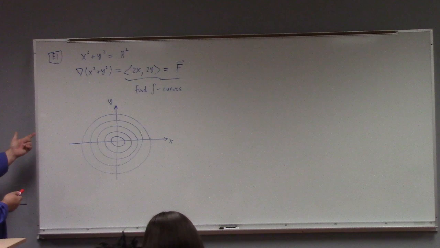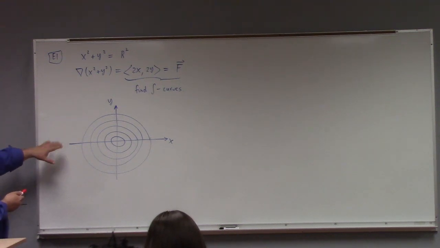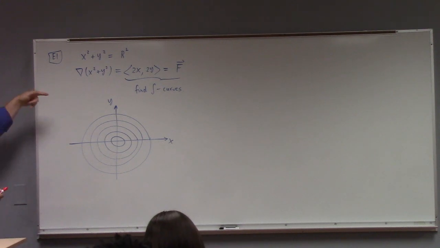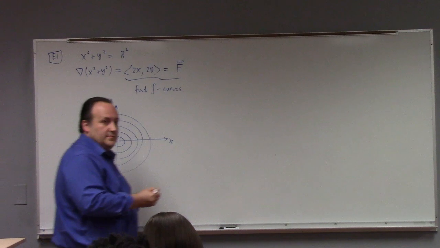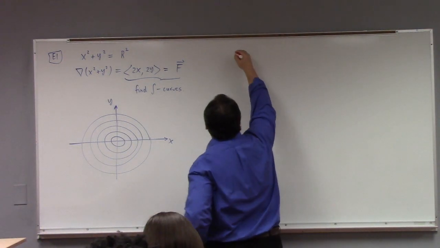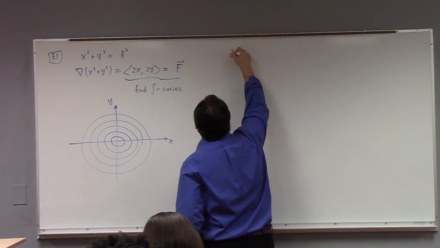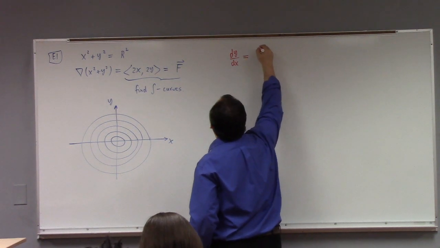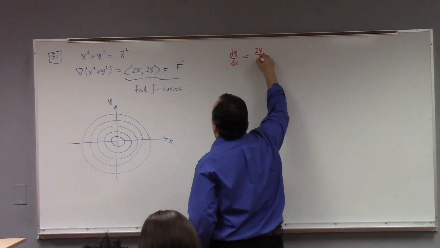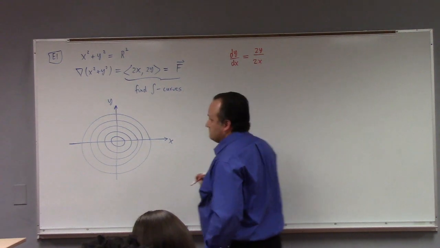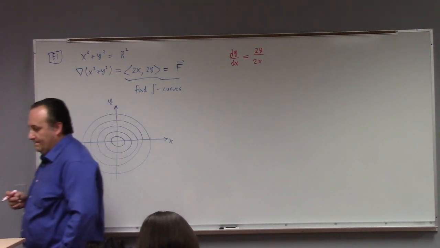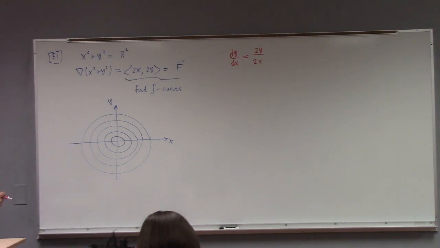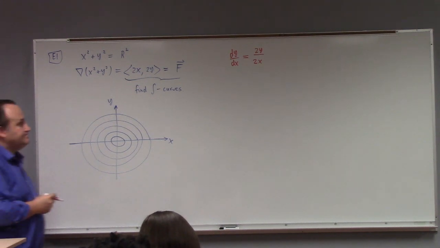So idle threats aside, these are the level curves that are circles. How do we find the integral curves to this vector field f, right? So what do you guys want to do? Let us look at dy dx equals to what? We do 2y over 2x, right? 2y over 2x. And then how do we solve that?